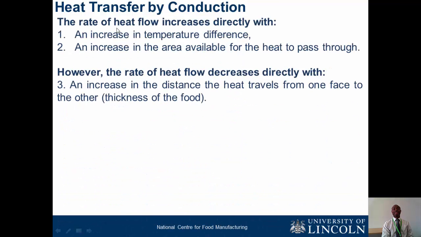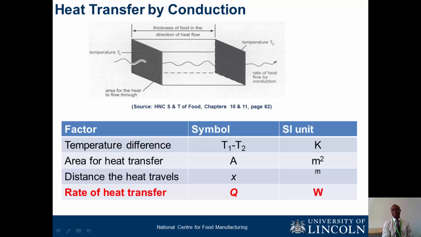The rate of heat transfer in a material will increase directly with an increase in temperature difference. Secondly, the rate of heat flow will also increase with an increase in the area available for heat transfer to pass through. And finally, the rate of heat transfer will be inversely proportional to the thickness of the food material. What am I trying to explain here?